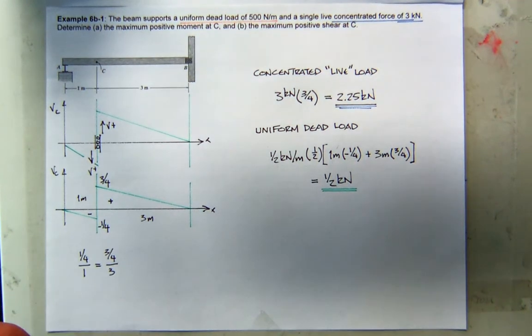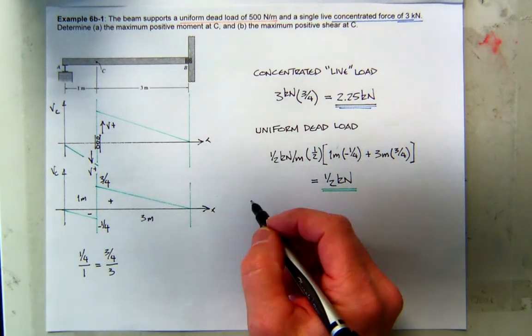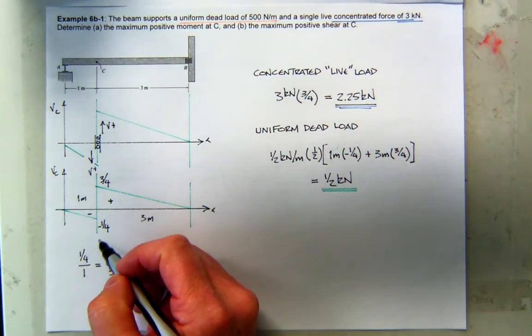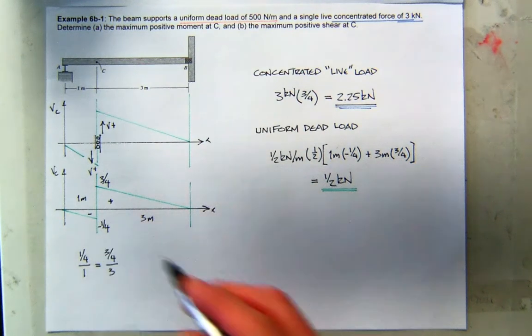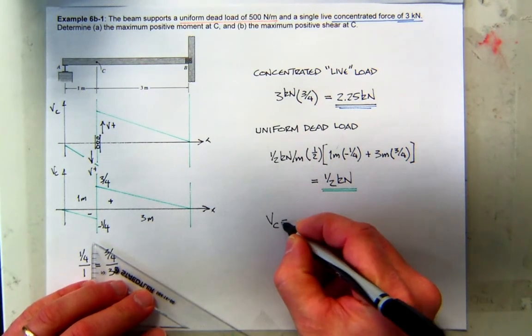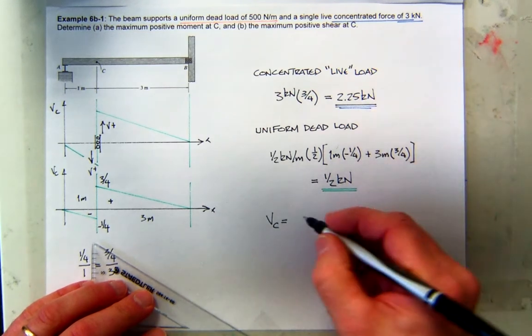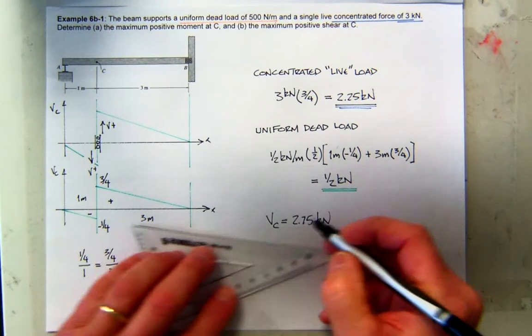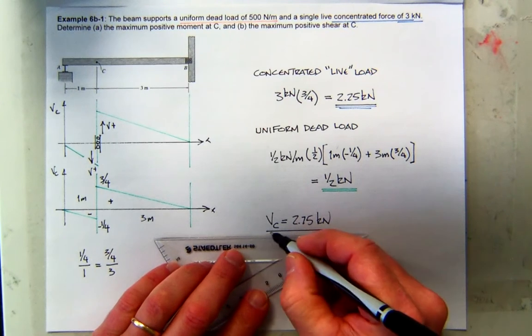So can you just reiterate why you keep the negative sign? Which negative sign? On the 1/4? Because it's a negative area. This is a negative value. So what's the total? For the shear at C, you just add these two together and you get 2.75 kilonewtons. So that's the maximum shear at C that can be created by this combination.